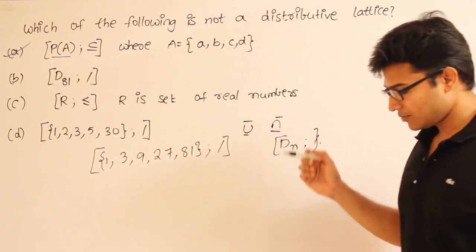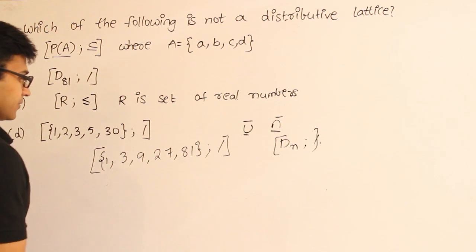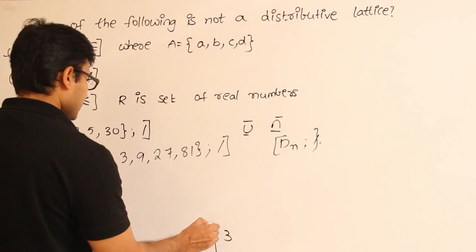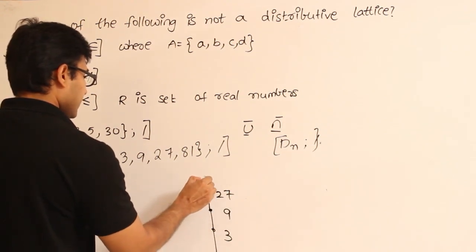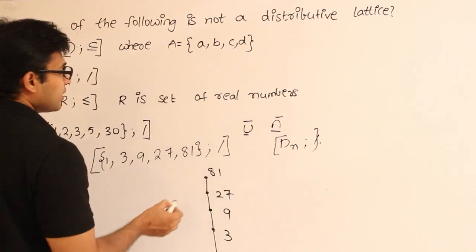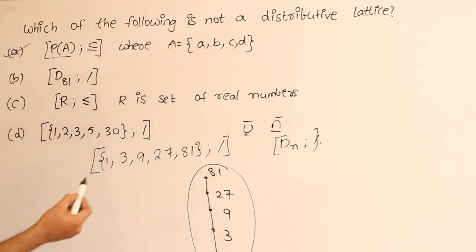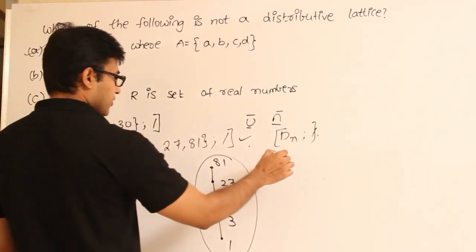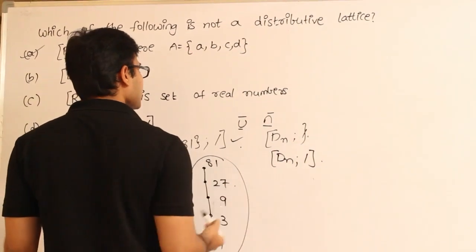Always Dn, for any integer, Dn comma divides is distributive. Now if you observe this particular poset, we know that 1 divides 3, 3 divides 9, 9 divides 27, 27 divides 81. So it is a total order, and we know that every total order is a distributive lattice. Therefore this is a distributive lattice because it is total. But in general, whenever you see Dn and the relation divides, remember that it is always distributive.